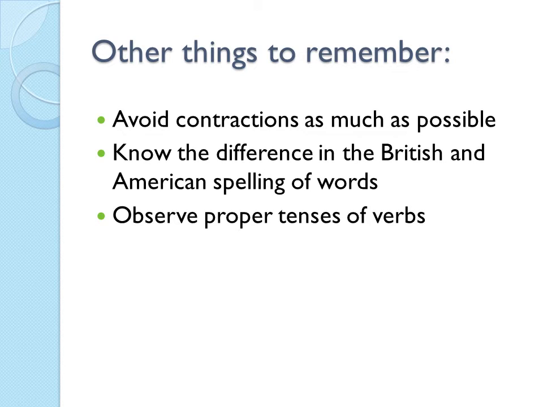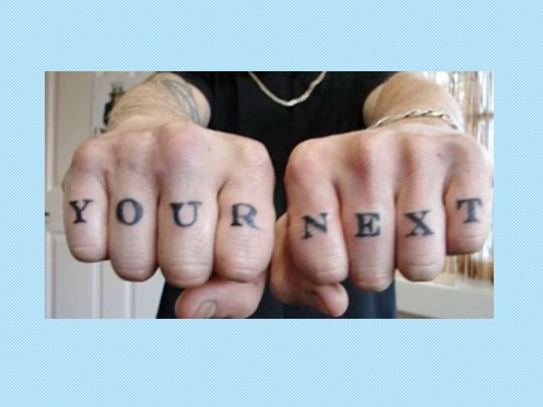Proper tenses must be observed, especially when it comes to irregular verbs. This is because the past and present forms of most of these words usually only differ in one letter. That concludes today's lesson about spelling in formal writing. It is now your turn to apply what you've learned. You're next.